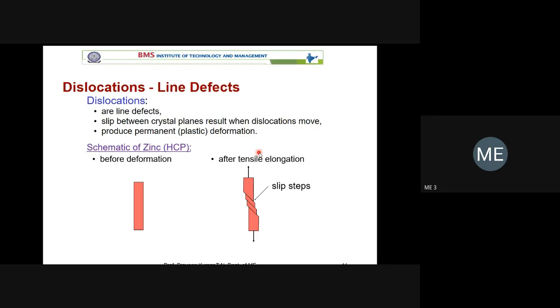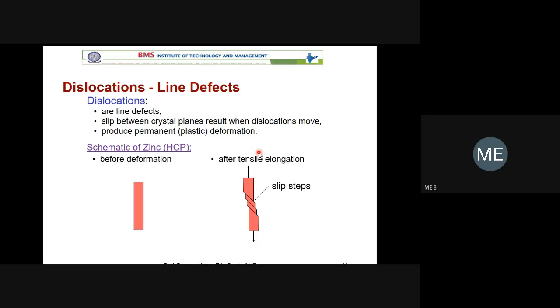So that is at the macroscopic level. We can physically measure the initial length and final length, compare, and write the total elongation. 100.1 is the final dimension, the initial dimension is 100 mm, and the net deformation is 0.1 mm. Like that you can write. That is at the macroscopic level.